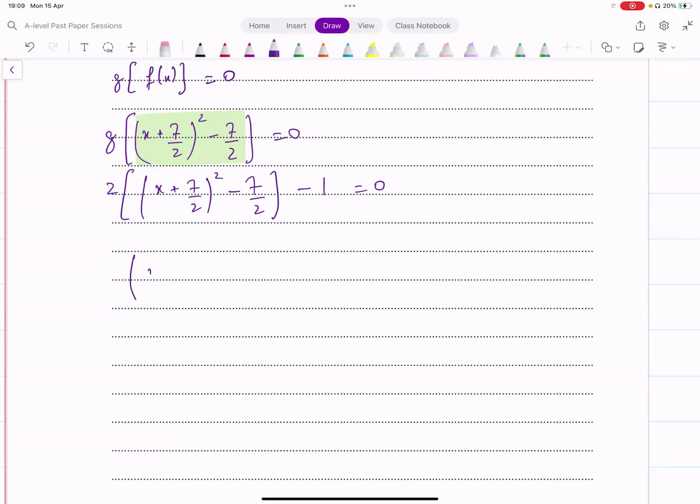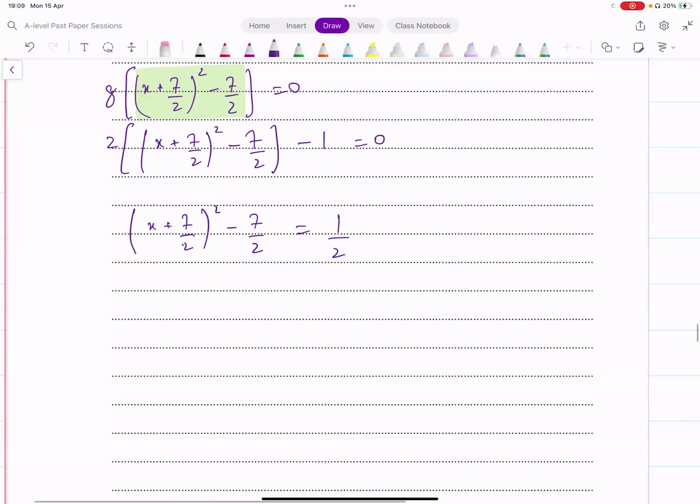So on the left side, you have x plus 7 over 2, whole squared, minus 7 over 2. Take 1 to the other side. What does that become? 1 plus 1. This 2 that you have, this goes to the other side, gets divided, and you're left with 1 over 2 there. Now take this 7 over 2 to the other side.